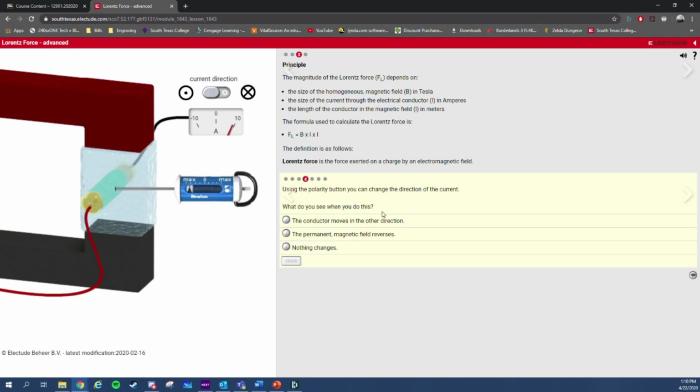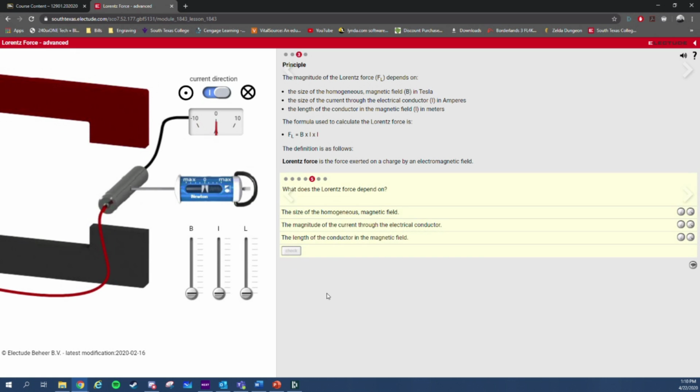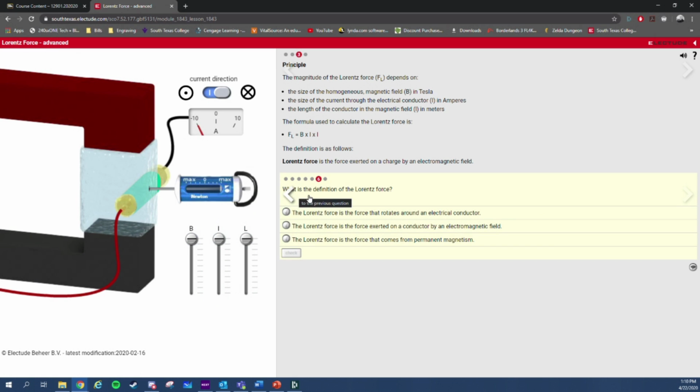So using the polarity button, can you change the direction of the current? Okay, let's change the direction. What do you see when you do this? The conductor moves in the other direction. So what does the Lorentz force depend on? All three: the size, the length, and the magnet. Everything. What is the definition of Lorentz force? Lorentz force is a force exerted on a conductor by an electromagnetic field.